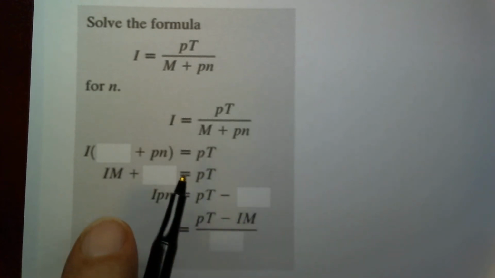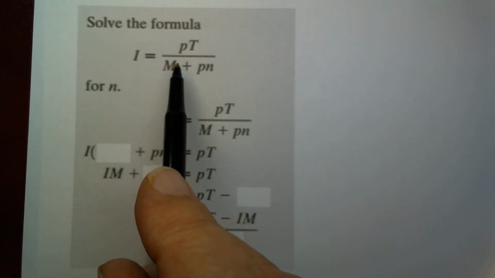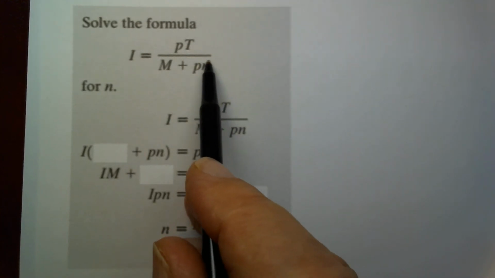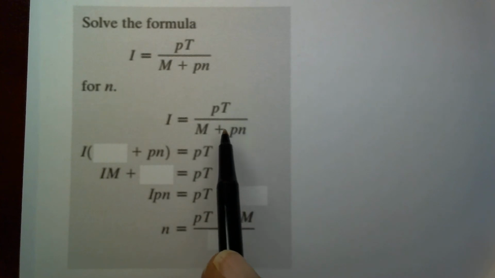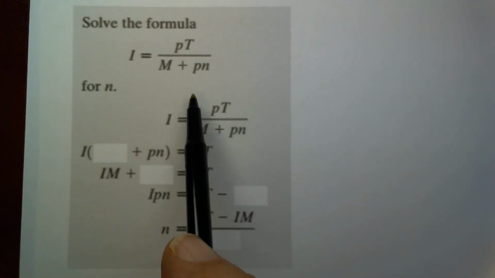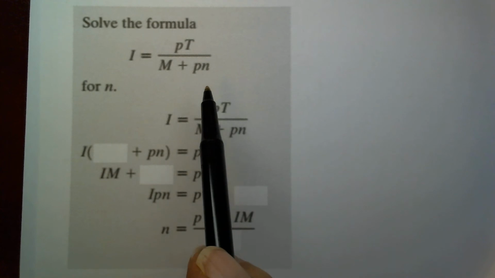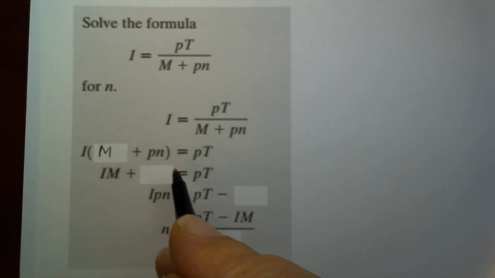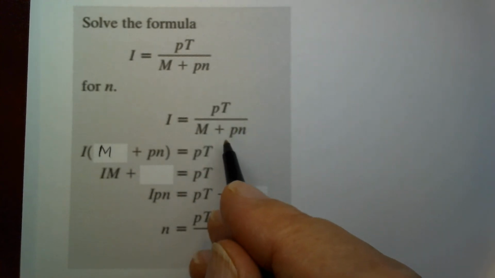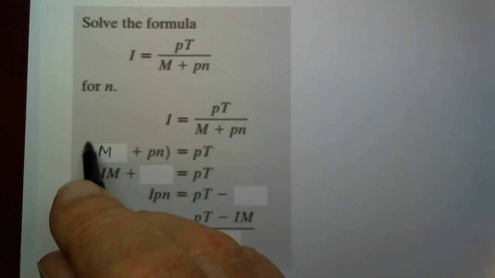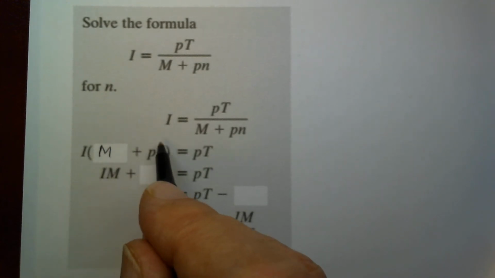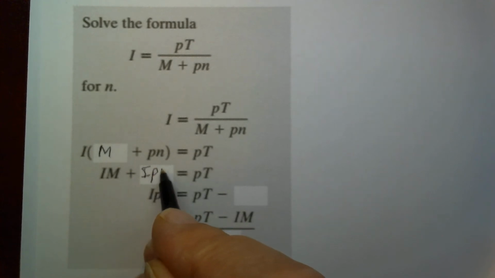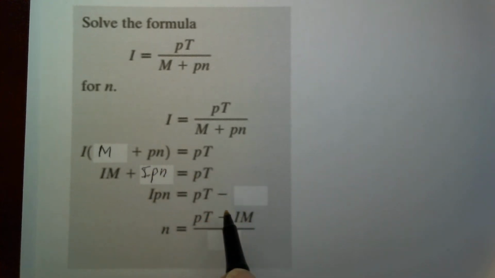Next is a guided solution, and it solves the formula I equals pt divided by m plus p times n for the letter n. So we want to know what n is equal to. The first thing is we multiply both sides by the denominator m plus pn. So m plus pn equals p times t, because the denominators cancel out. Then we use the distributive property: im plus i times p times n equals pt.